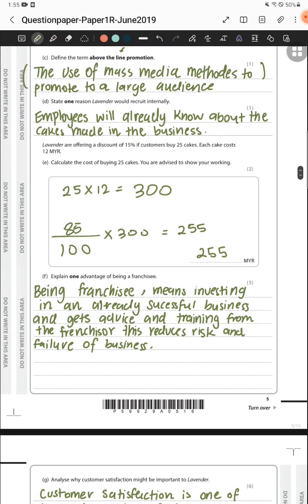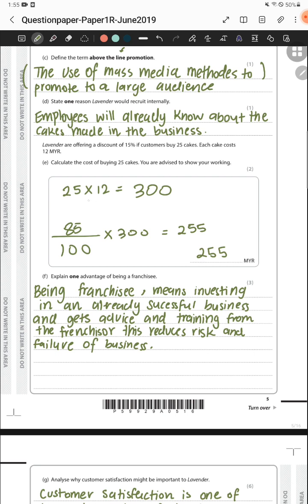Okay. Part E for question 1 is: Lavender are offering a discount of 15% if customers buy 25 cakes. Each cake costs 12 Malaysian ringgit. Calculate the cost of buying 25 cakes. You are advised to show your working in order to get your 2 marks. If you were to show only the answer, you'll get 1 mark.